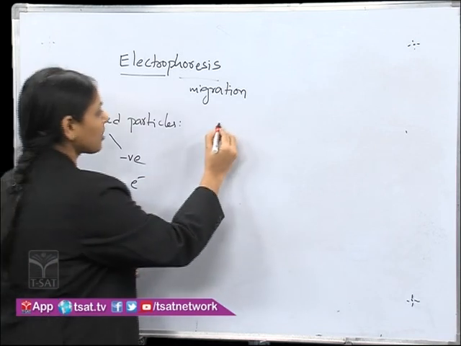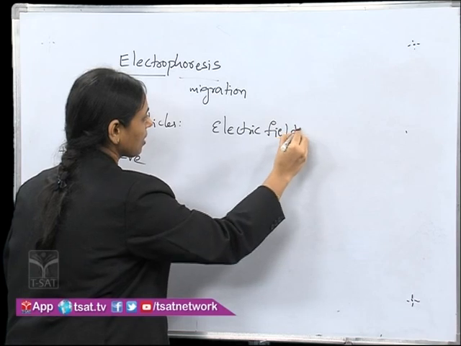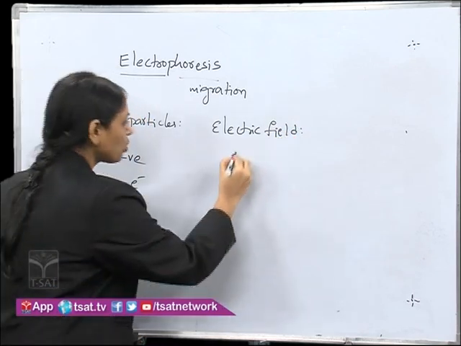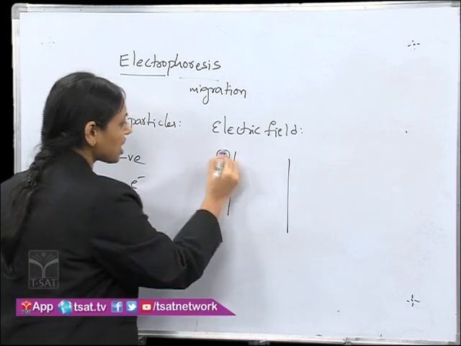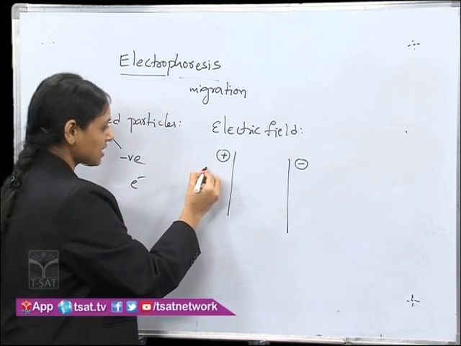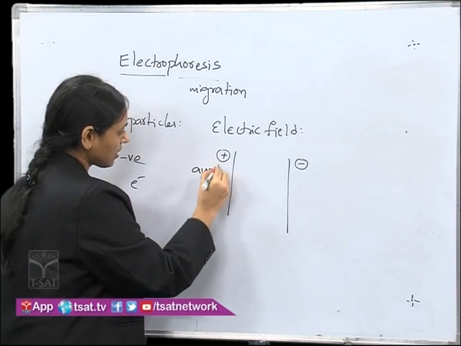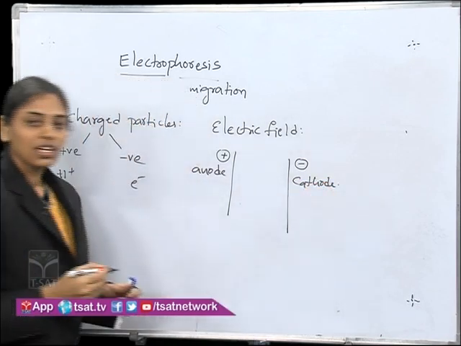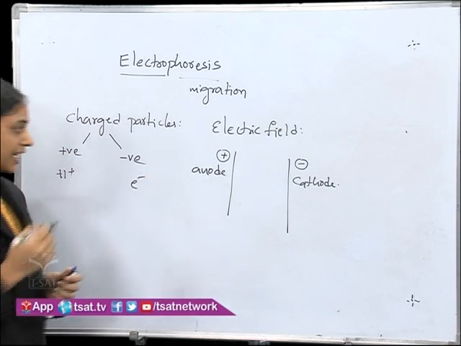What is an electric field? An electric field is the region between two oppositely charged electrodes. One is a positively charged electrode and the other is a negatively charged electrode. We call them anode and cathode. The region between these two electrodes is called the electric field region.